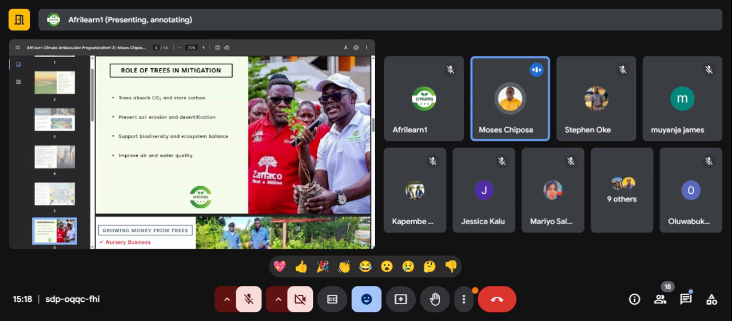So trees act as natural air filters. They reduce atmospheric pollutants that contribute to climate change, such as removing things like carbon monoxide, sulfur dioxide, and particulate matter. I usually like giving an example of China, in Beijing.